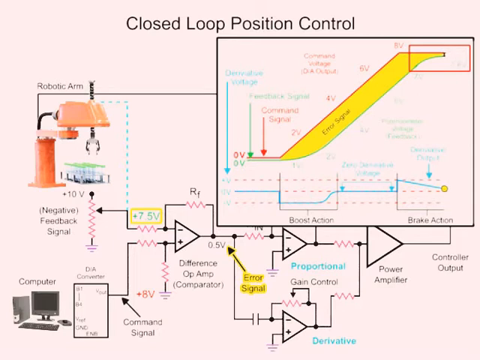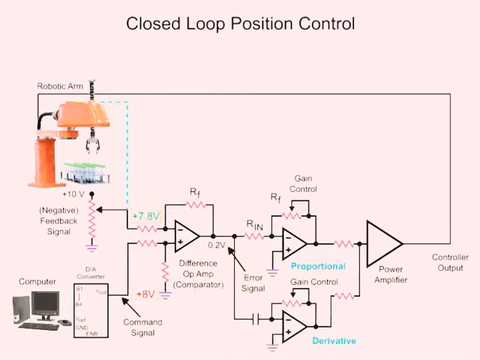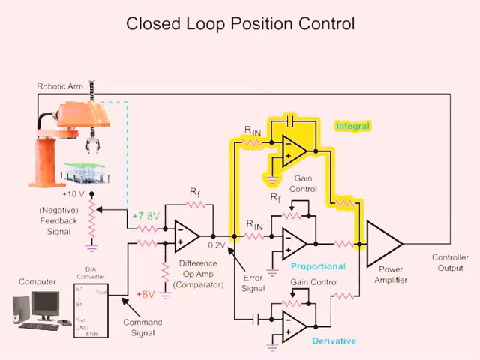Friction and mass of the robotic arm contribute to the system negatively, where the robotic arm fails to reach the desired position. With a reduced error signal due to feedback voltage and command voltage not being equal, a steady-state error condition exists. In this condition, the difference op amp creates a steady voltage, and the arm continues to move. To overcome the steady-state error, an integral amplifier is added to the circuit.